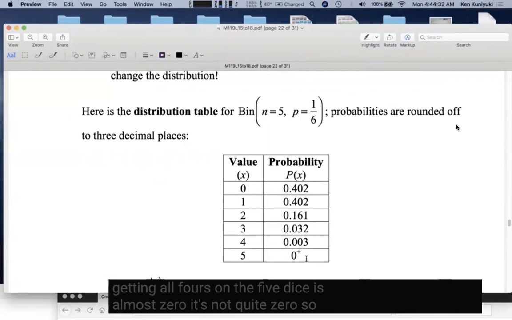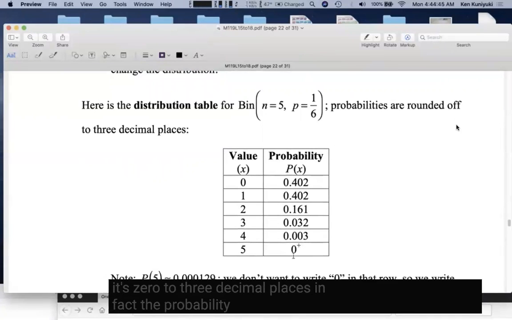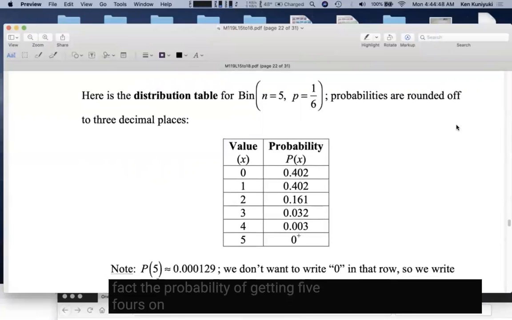It's not quite 0, so we put 0 plus, because it's very powerful to say that something's impossible. It's not impossible to get 5 4s on the 5 dice, but it's pretty close to 0. It's 0 to 3 decimal places. In fact, the probability of getting 5 4s on the 5 dice is about 0.000129. It's very close to 0.